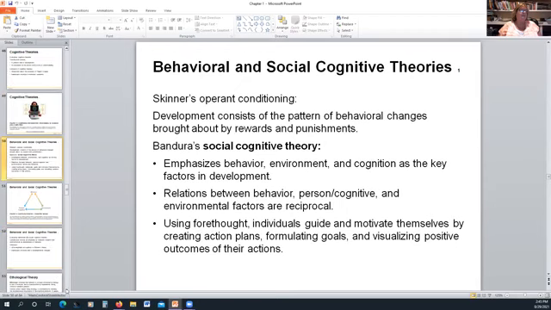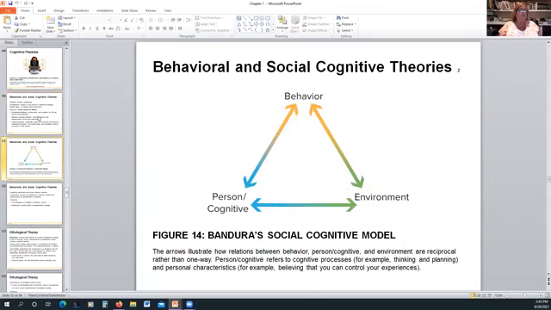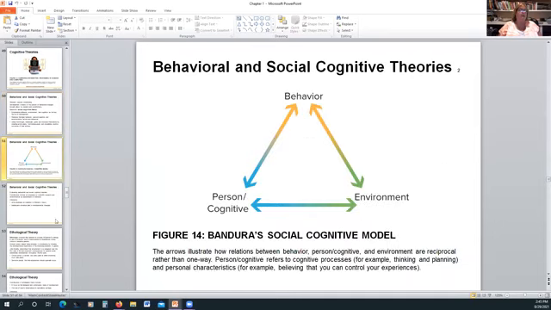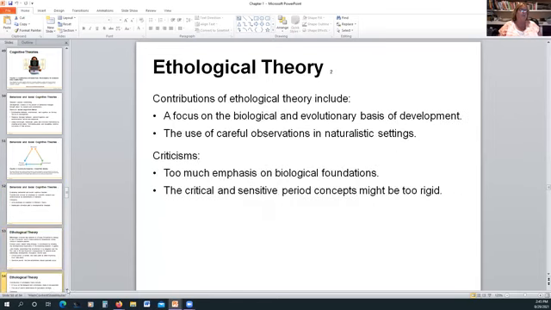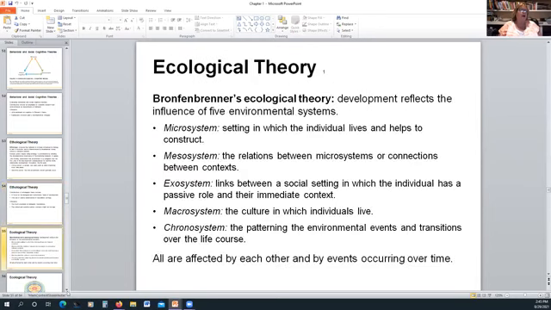Behavioral theorist, Skinner, I like Skinner a lot. We talk about things with positive and negative punishment and reinforcement. We talk also about Bandura and how people model behavior. We talk about ethology, having critical or sensitive periods of development. John Bowlby was one of those theorists, although I kind of think he needs to be back in with the psychoanalytic. Ethology, which really uses this idea of evolution.